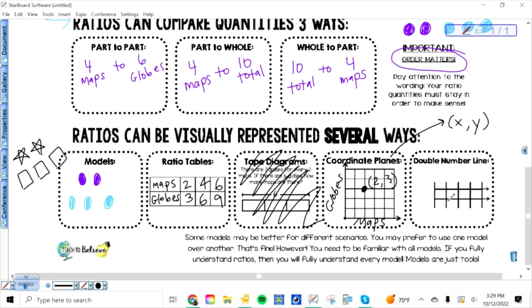And then we can also use this little fancy double number line. So I'll make maps up here at the top, globes down here at the bottom. And again, if I have 2 maps, how many globes do I have? 3. If I have 4 maps, how many globes do I have? And 6 maps means what? 9. But 8 maps gives me how many, Daniel? 12. Yeah.